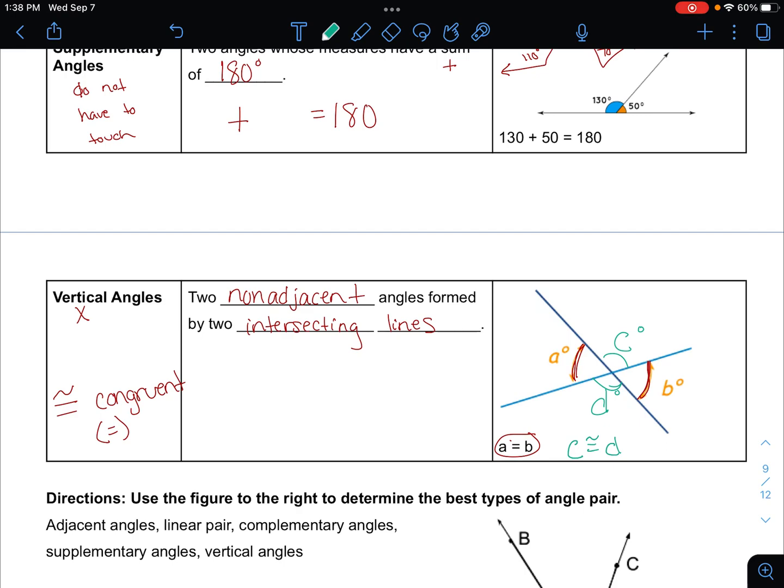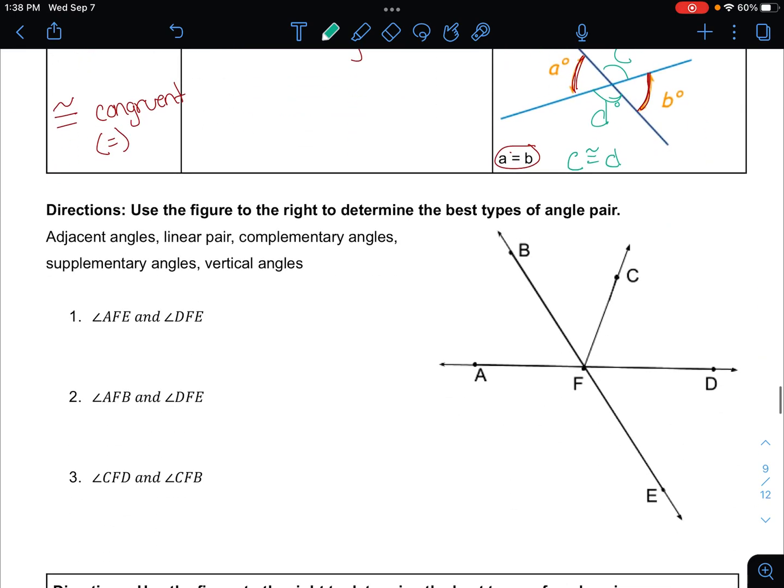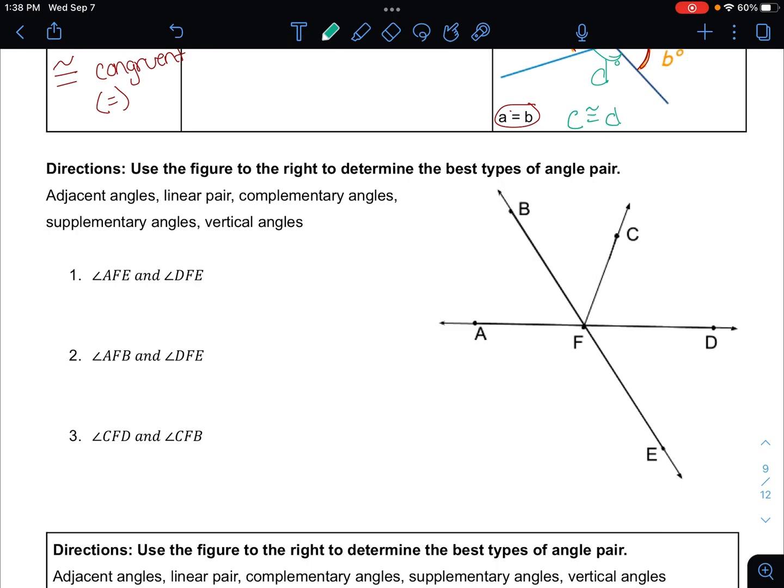Okay, so let's go ahead and practice this vocabulary in this first example, or this first set of directions. Use the figure to the right to determine the best type of angle pair. Okay, so best types, it might include multiple. So we have adjacent angles, linear pair, complementary angles, supplementary angles, or vertical angles. Okay, so the first thing I'm going to do is trace them.